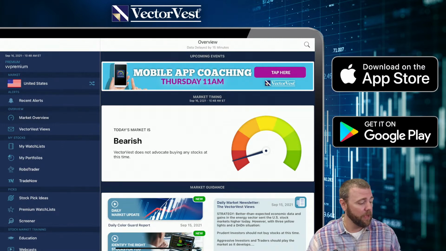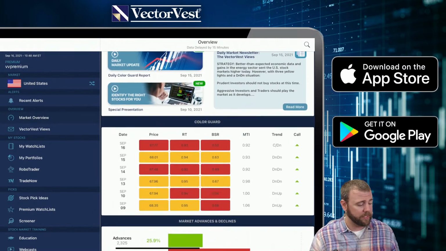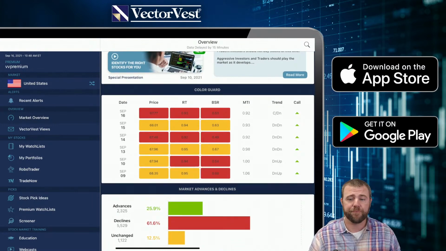Let's get into it. So right now, the market is 3 ticks into the red, the color guard is bearish, and VectorVest doesn't advocate buying any stocks at this time. If we scroll down, as always, we take a look at the color guard itself, and we see where those 3 red lights come from.